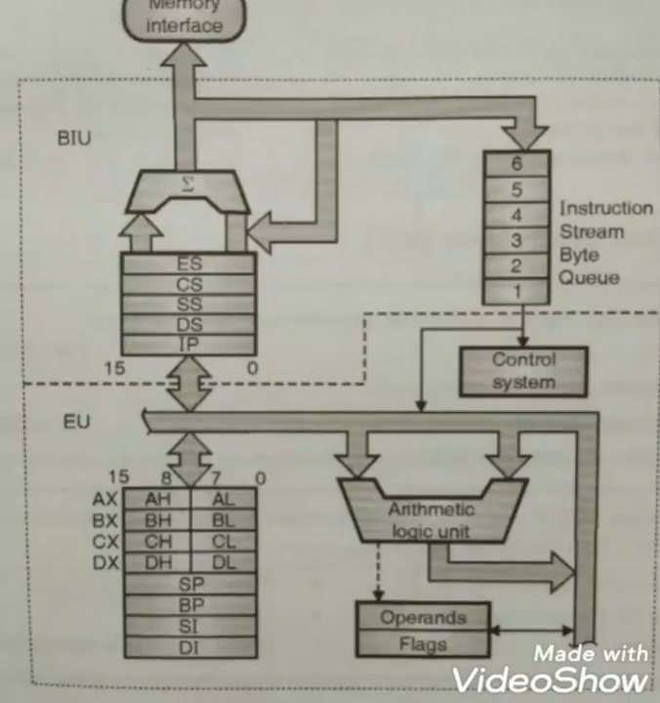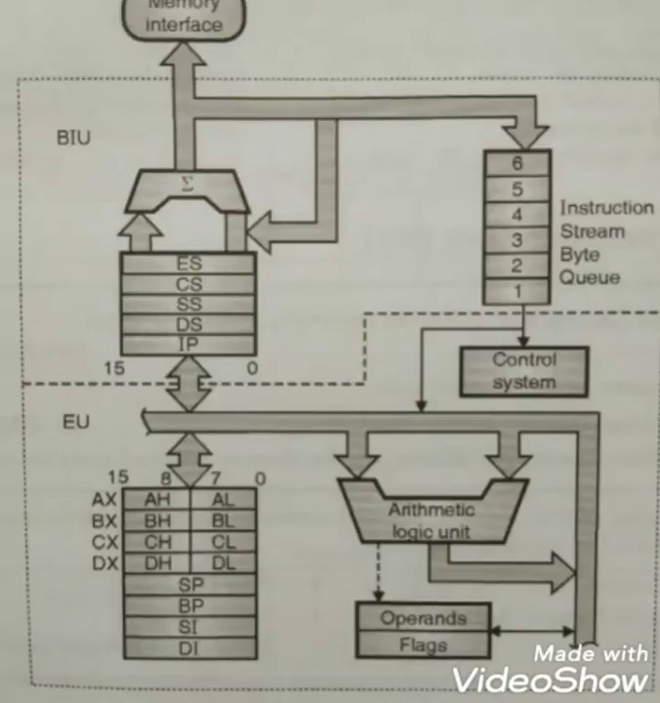Execution unit is responsible for executing the instructions of the program and to carry out the required processing. Bus interface unit performs fetching instruction or data from memory, writing data to memory, writing data to port, and reading data from port. The bus interface unit makes the system bus signal available for external devices and the peripherals.